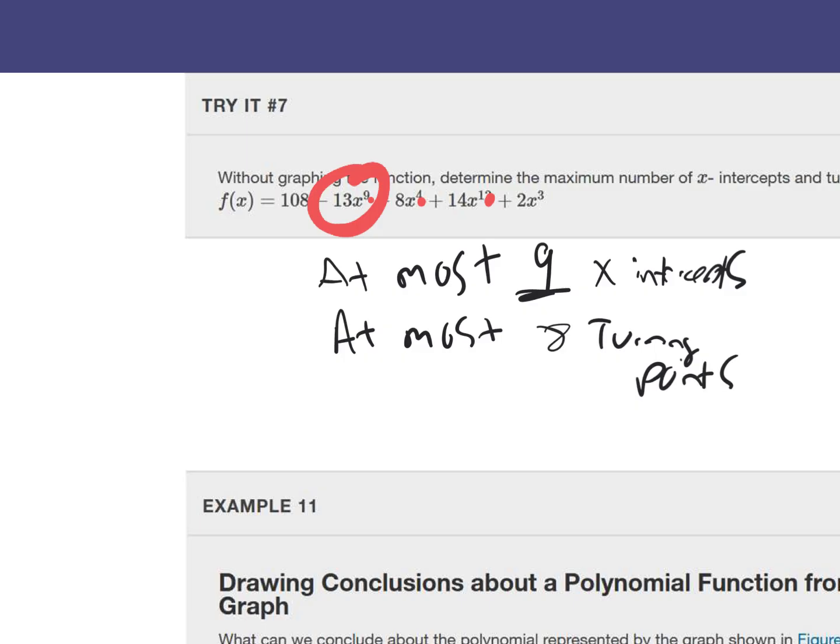That's crazy. Can you imagine having 9 zeros? You know, who knows where they are? I'll just pretend to find some. 1 here, 1 here, 1 here, 1 here, 1 here. Wow, that thing's going all over the place like a little roller coaster.